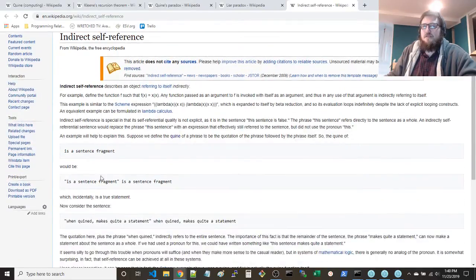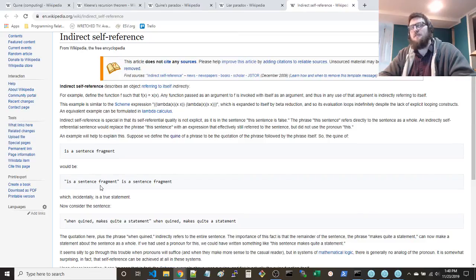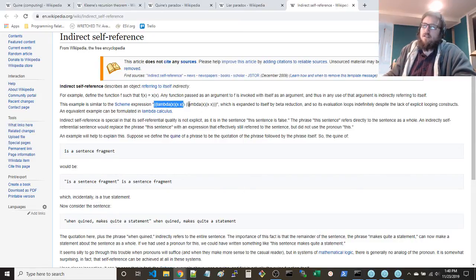Indirect self-reference. Object referring to itself indirectly. Define the function f such that f of x equals x of x. Any function passed as an argument to f is invoked with itself as an argument, and thus any use of that argument is indirectly referring to itself. Right, so that's the self-replicating function, similar to the scheme expression lambda x of x, which looks like the Y combinator, I think.